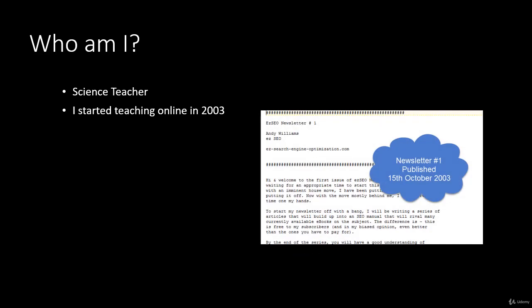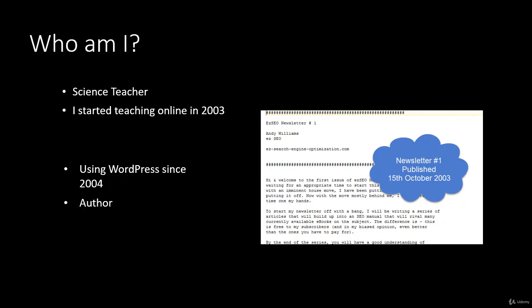So who am I? Well, my name is Andy Williams and I used to be a science teacher. Back in 2003, I made the switch from teaching in school to teaching online. And you can see there my very first newsletter was published on the 15th of October 2003. In those days I was teaching almost exclusively SEO, but then in 2004 WordPress came along. I started using WordPress at that time and then obviously started to teach WordPress back then as well.